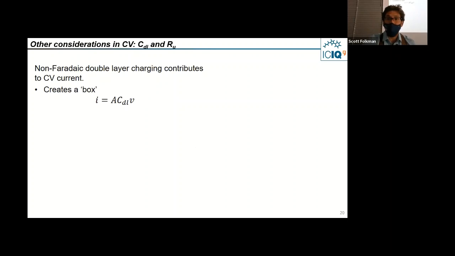So other considerations that we should take into account when we're studying cyclic voltammetry are the double layer charging and the uncompensated solution resistance. So as we know, ions will migrate when we change the electric field, but in cyclic voltammetry, we are constantly changing the electric field because we're constantly changing the electrochemical potential of the electrode. And the way that practically looks in cyclic voltammetry is it creates a kind of box.